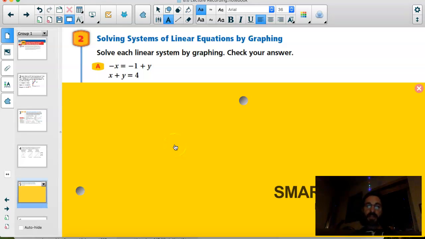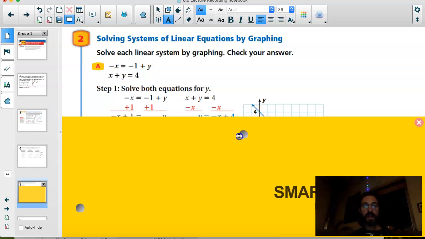So what happens when you are given these equations? The first thing you need to do, so in this example, we've got negative x equals negative 1 plus y, and x plus y equals 4. It says solve the linear system by graphing, and then check your answer. The first thing you need to do is write these equations both in the same form, and I'm recommending slope-intercept form.